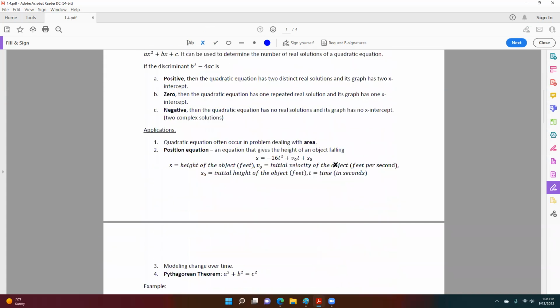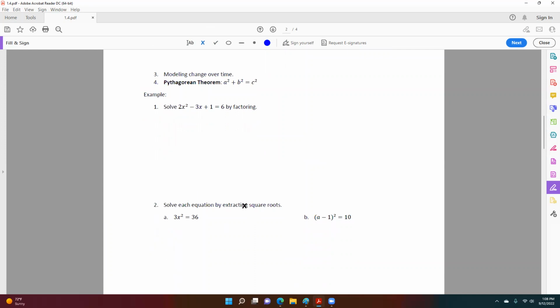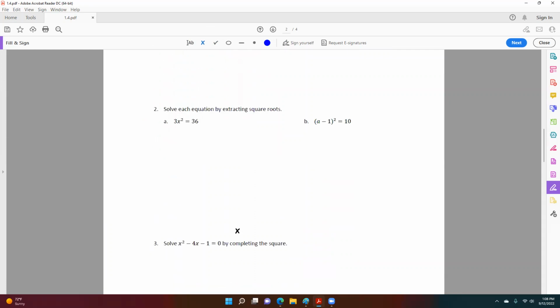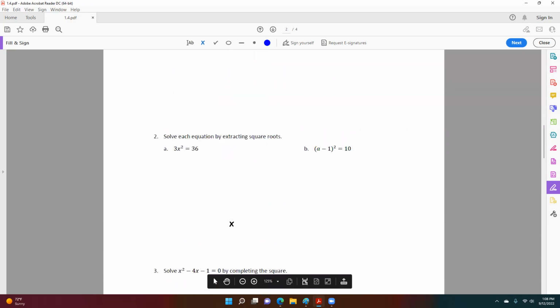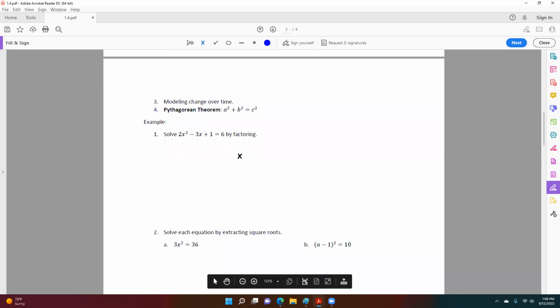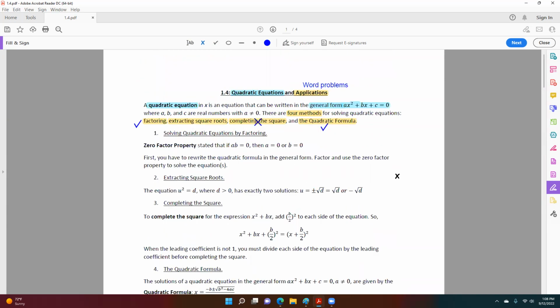For example, if you look carefully at some examples like this question, they ask you to solve by factoring, by extracting square roots, by completing the square, and by quadratic formula. In my test, I wouldn't say anything. I just say solve. That's why in this class I'm not really picky about how to solve it, as long as you get the correct answer.